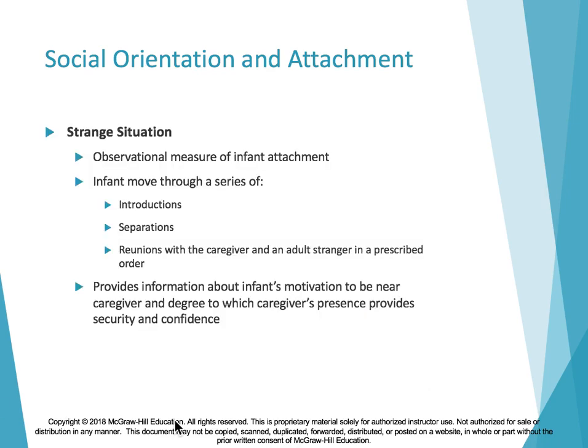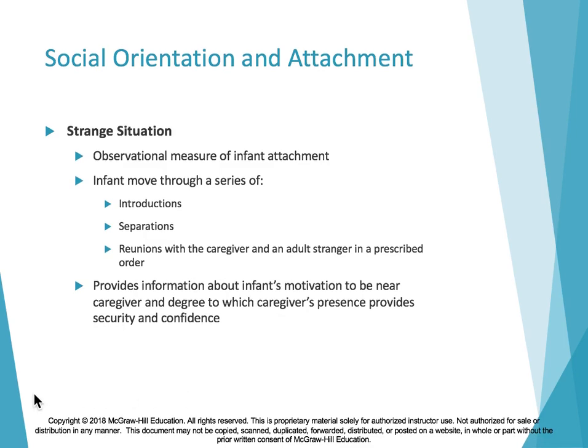So, in your book, you should have read about the strange situation. This is an observational measure of infant attachment. Infants move through a series of introductions, separations, and reunions with a caregiver and an adult stranger in a prescribed order. It provides information about infant motivation to be near their caregiver and the degree to which the caregiver's presence provides security and confidence.